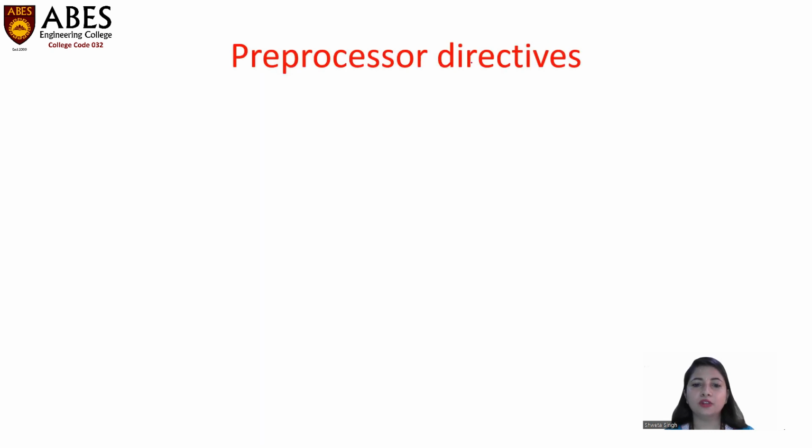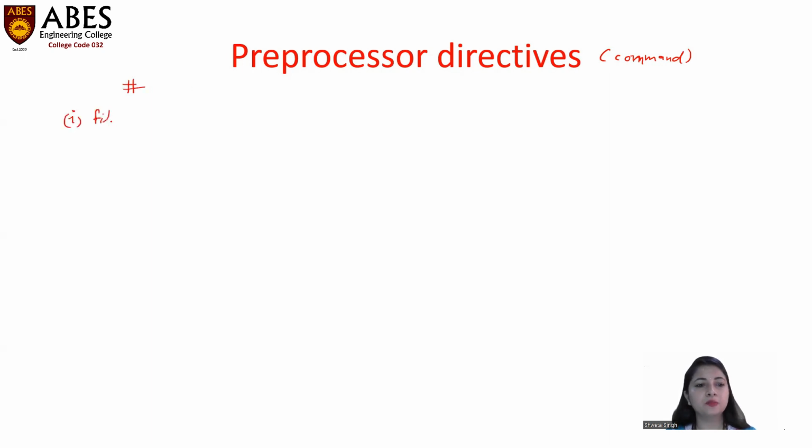Now, what is a preprocessor directive? As we can say, a preprocessor is a software program that performs the pre-processing task. So a preprocessor directive is basically a pre-processing command which is used to perform these pre-processing tasks. A preprocessor directive is a command which will be used to perform the pre-processing task, and it will always begin with the hash symbol.